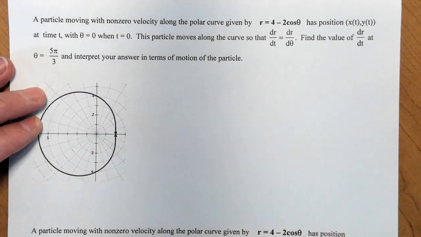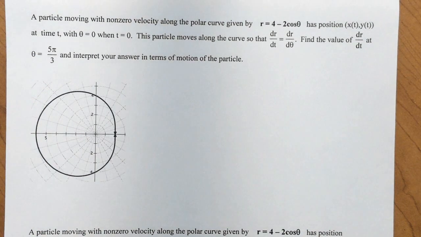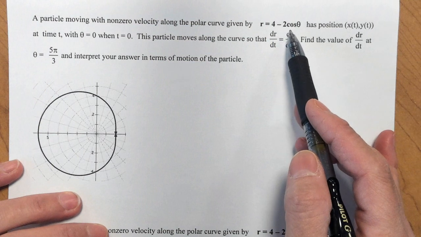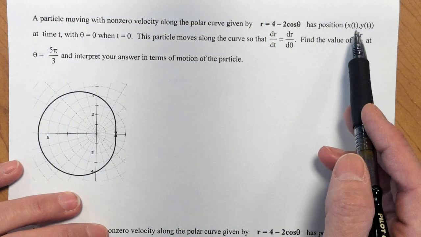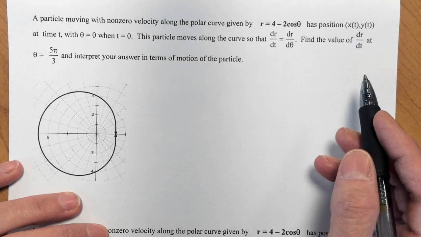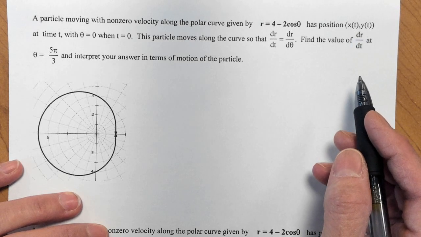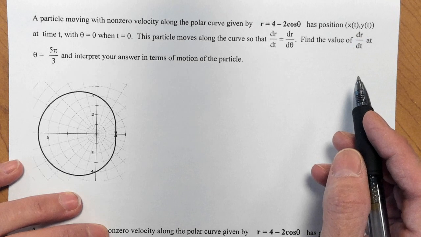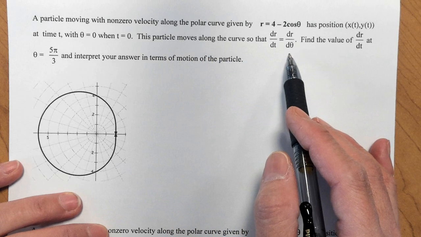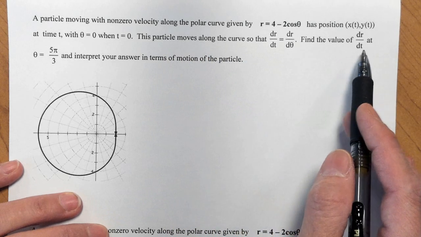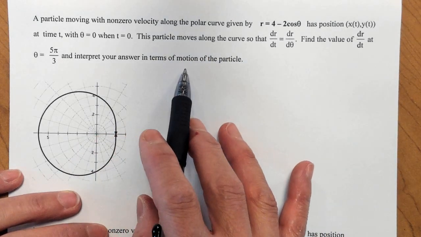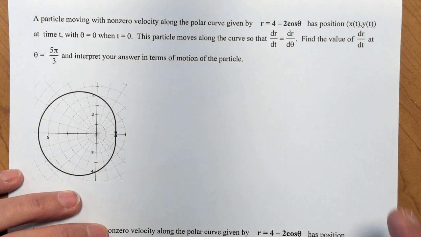Here's problem number 1. A particle with non-zero velocity is moving along the polar curve r equals 4 minus 2 cosine theta and has position x of t, y of t at time t, with theta equals 0 when t is 0. The particle is moving along the curve so that dr/dt is dr/d theta. Find the value of dr/dt when theta is 5 pi over 3 and interpret your answer in terms of the motion of the particle.